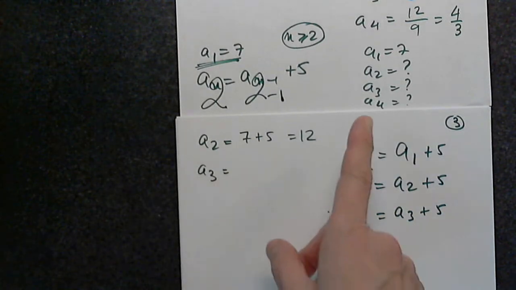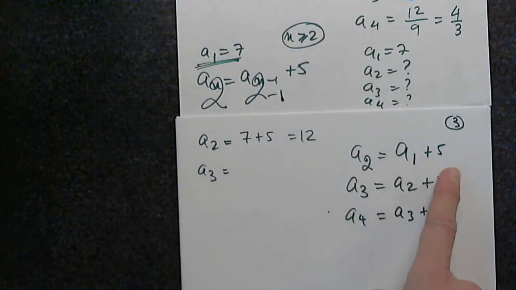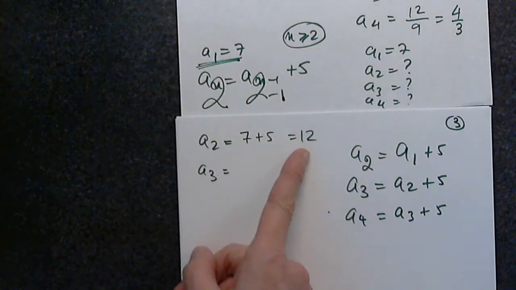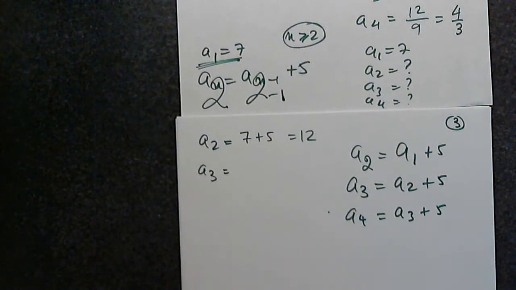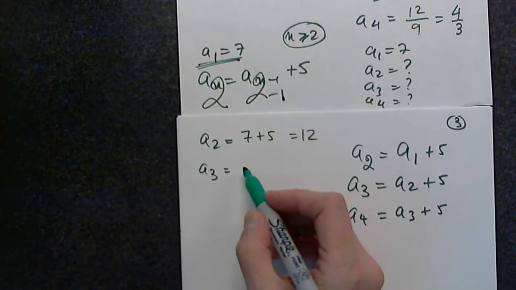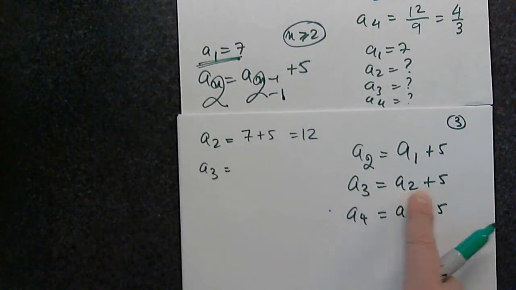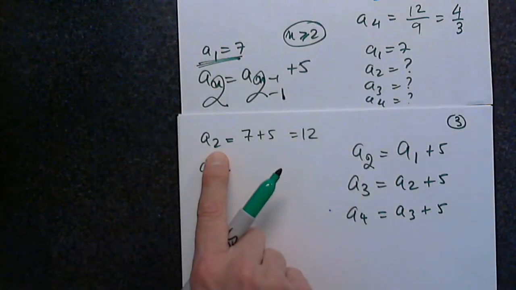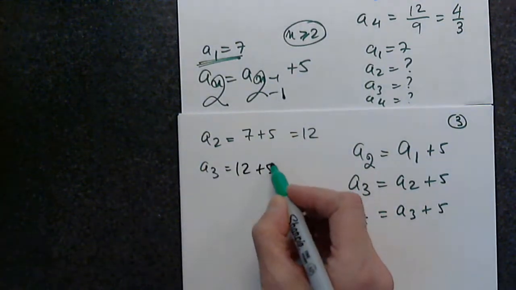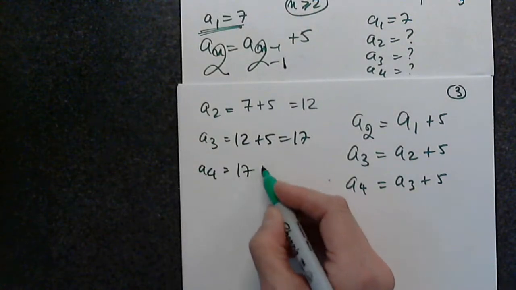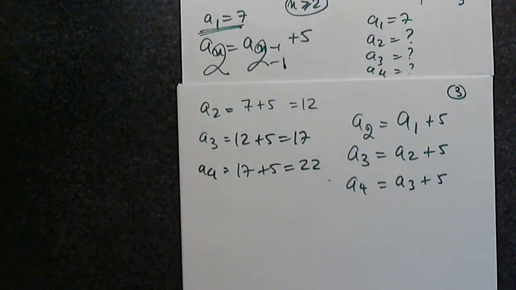So therefore, A2 is A1 plus 5. But A1 is given to us as 7. 7 plus 5 is 12. What about A3? A3 is the previous term plus 5. What is the previous term? 12. So 12 plus 5 equals 17. And the last one, A4, is the previous term plus 5. So this is 17 plus 5, which is 22. Is this better? Let's choose another, just to make sure.